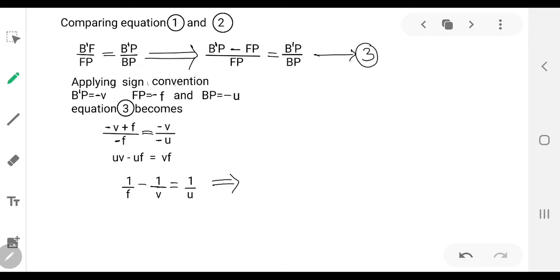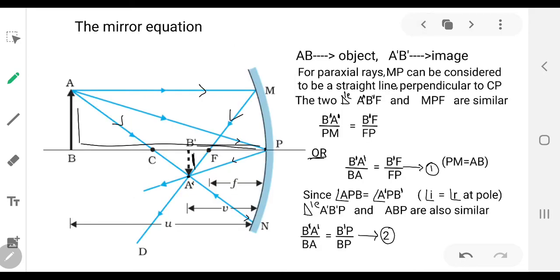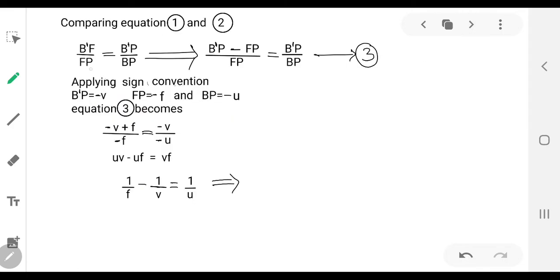Now comparing equation 1 and 2, look at their LHS and RHS. In both equations, the LHS is B'A' by BA. So you can equate the right hand sides of both the equations, that is B'F by FP will be equal to B'P by BP.